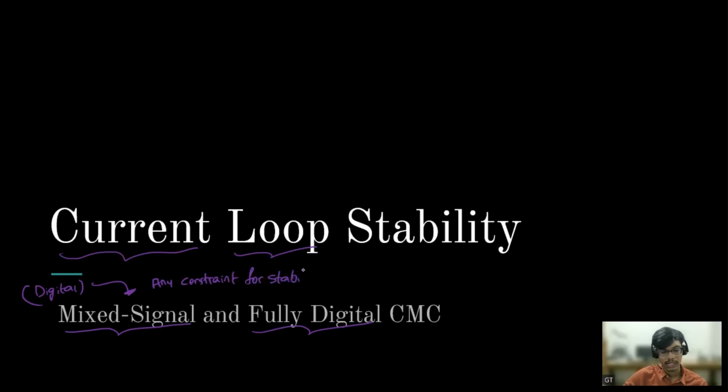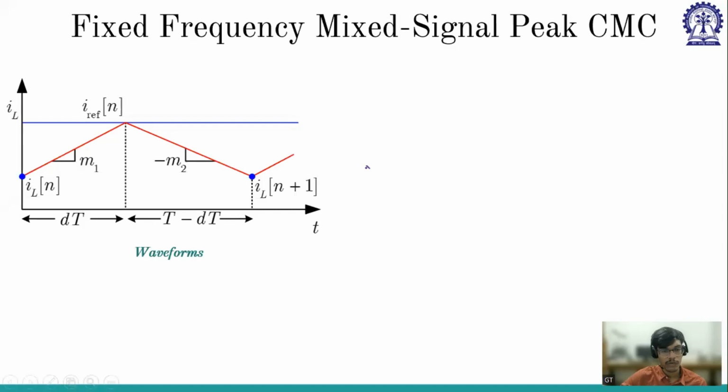So what are the conditions that we have to satisfy in order to keep the system stable? What are the conditions that we are going to discuss? Coming to the first one, which is fixed frequency, as you know, in fixed frequency mixed signal peak current mode control, the frequency is fixed, so the time period is fixed, and this is the duty ratio. So the time is D into T, this is T on and this is T off.